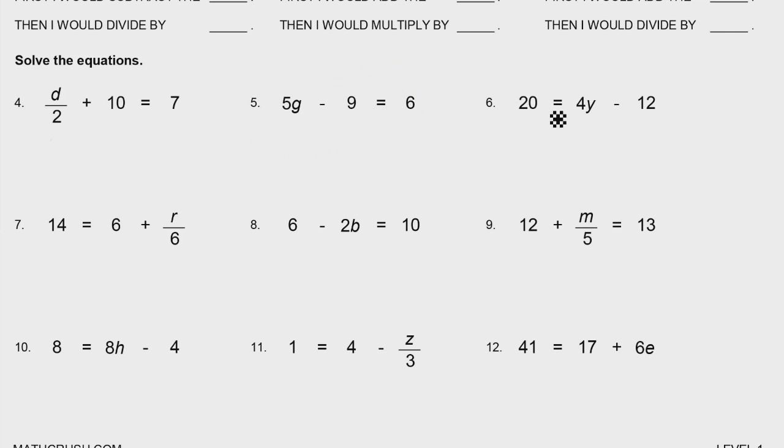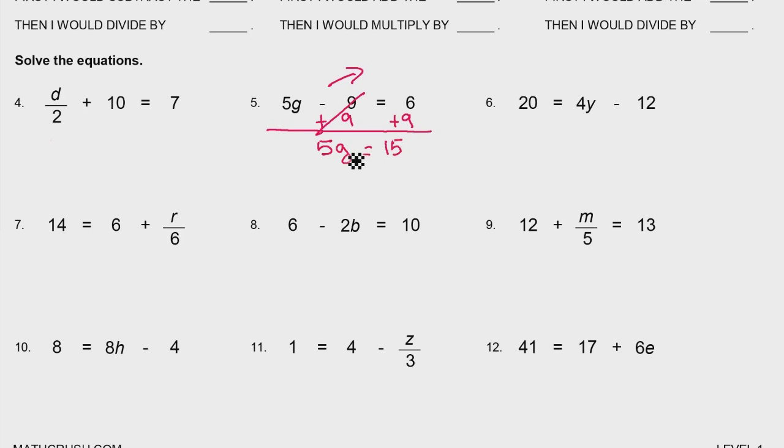We're going to move the number that's not attached to the variable. And again, this isn't always true, but for this worksheet, it looks like that's the best step to do. So I'm going to move the minus 9. And the opposite operation would be plus 9, plus 9. They cancel each other out. 6 plus 9 is 15. And we end up with 5g.